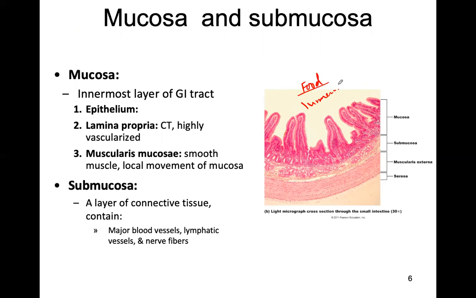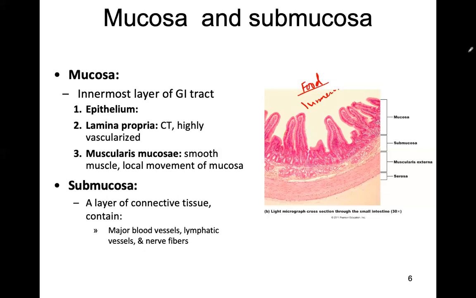And it itself is made up of epithelium, and this epithelium differs from one part of the digestive system to another. What we identify as lamina propria is basically connective tissue with a lot of blood vessels. And then muscularis mucosae, which is a very thin layer of smooth muscle, which allows local movement of the mucosa lining.